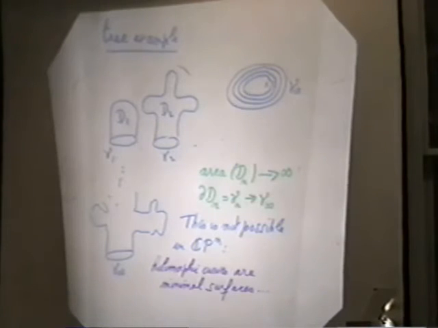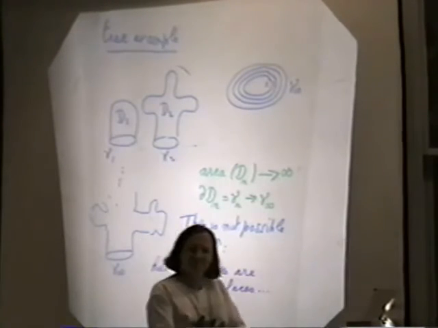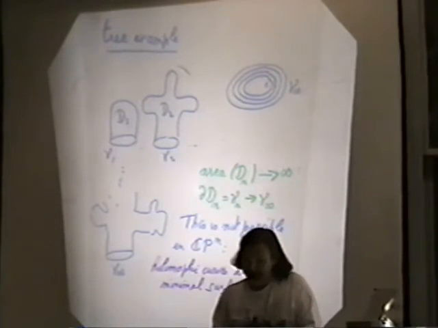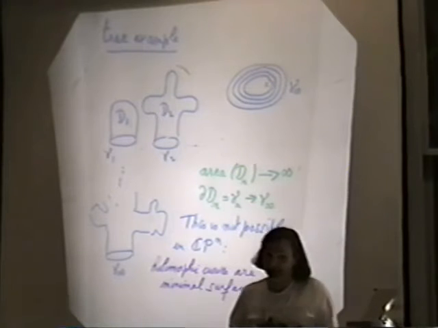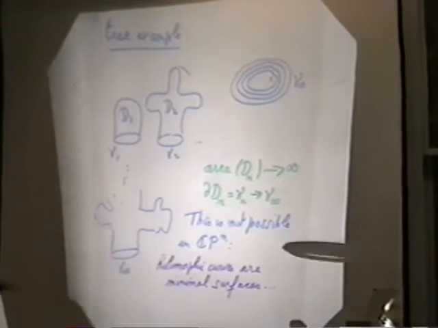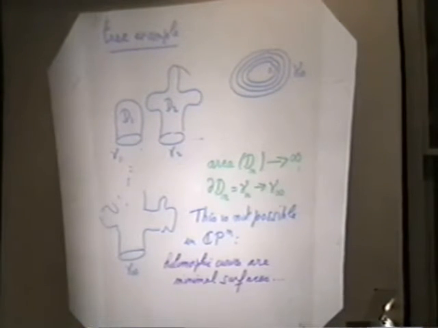Remember this condition of foliation, which is exactly this: no foliation cycle is in the closure of the boundary of a current. The point is that this is not possible in complex projective space, because, as you know, holomorphic curves in complex projective space are minimal surfaces. So it is not possible to have this blowing up of bubbles. This is a proof that this example does not embed in projective space.